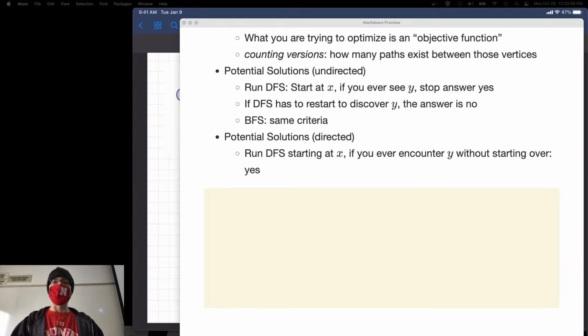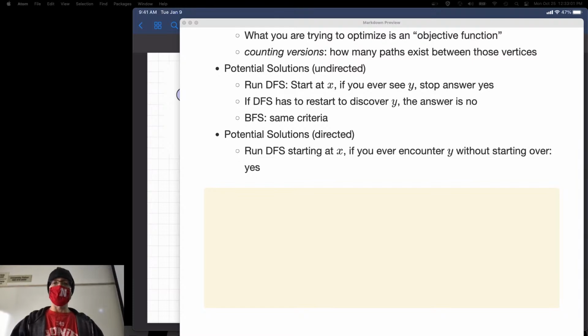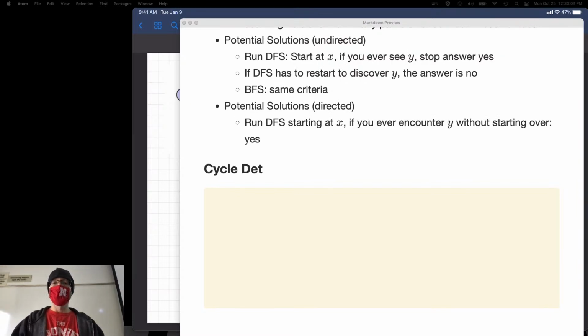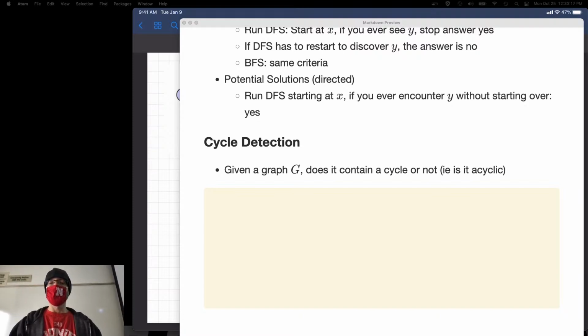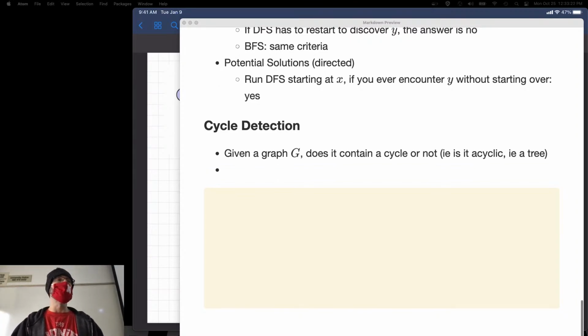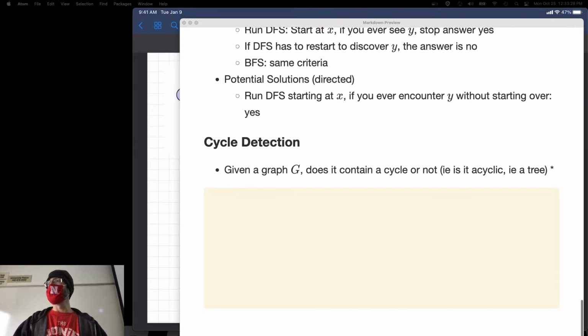Cycle detection. Given a graph G, does it contain a cycle or not? That is, is it acyclic, i.e., a tree? Just given the graph G, is it a tree or not, or a forest if it's a disconnected graph, of course. So what are some potential solutions here? How could you go about solving this problem? Here's a graph. Does it contain a cycle?